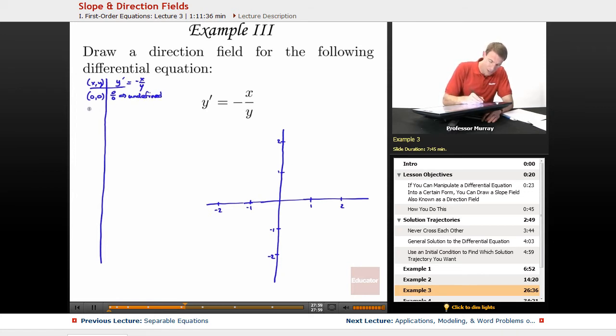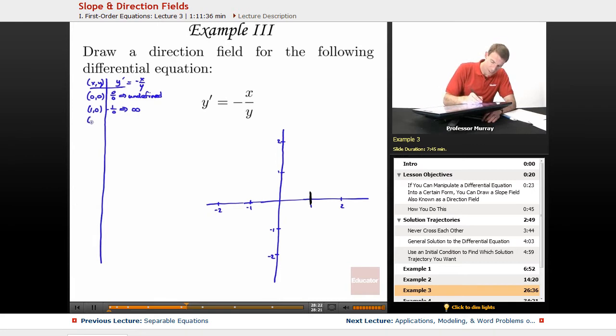I'll try x is 1 and y is 0. And then I get 1 over 0, well actually -1 over 0, which I think of as being infinity. So I think of that as being infinite slope. I'll think of that as being a vertical line. So at 1, 0, I'm going to draw a vertical line here.